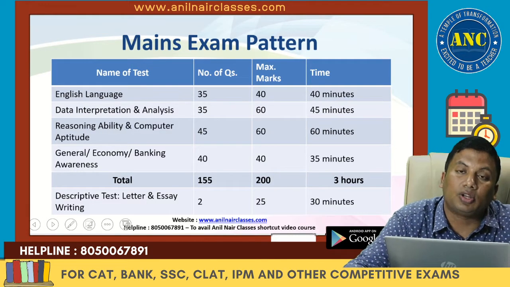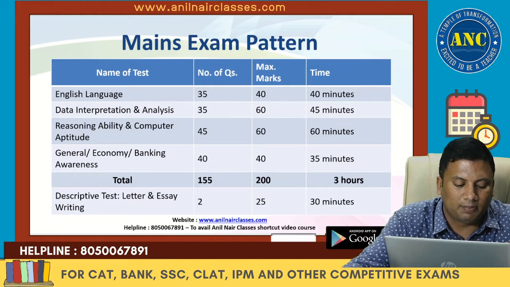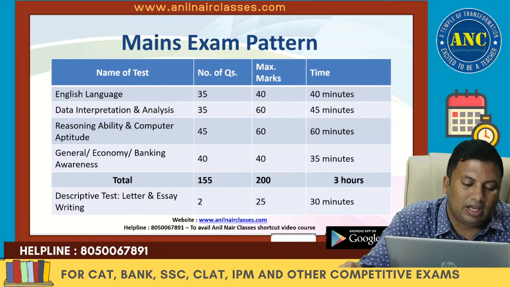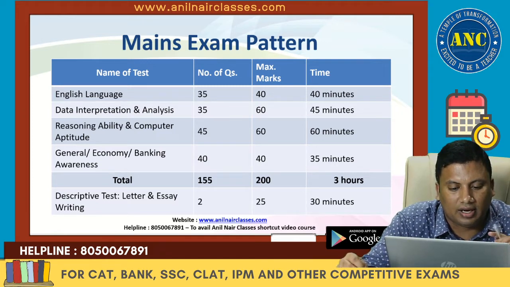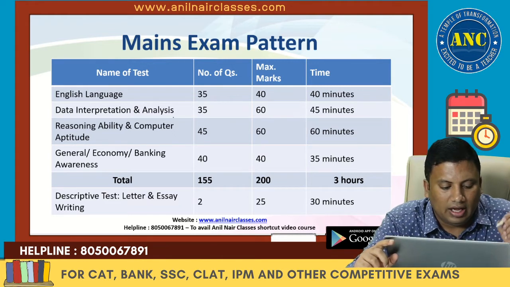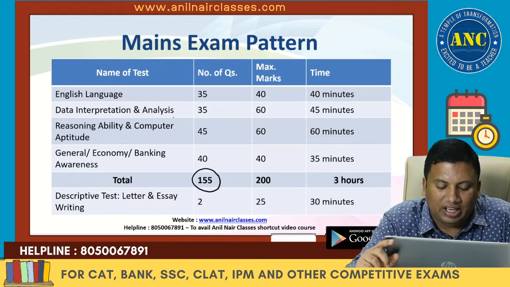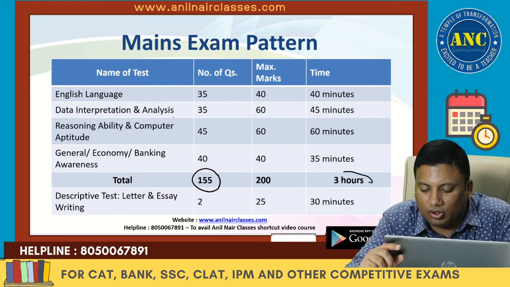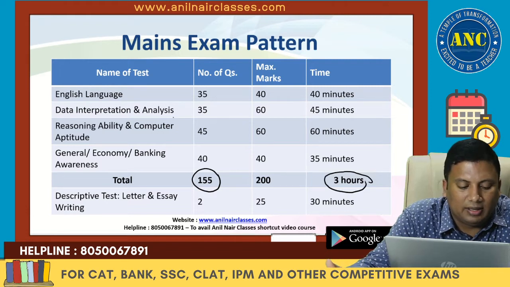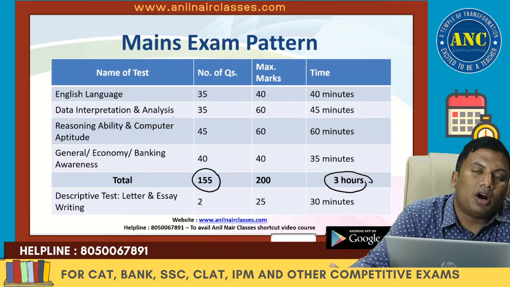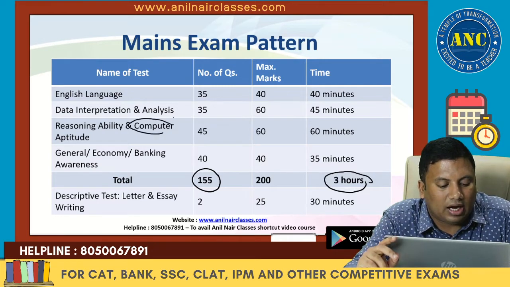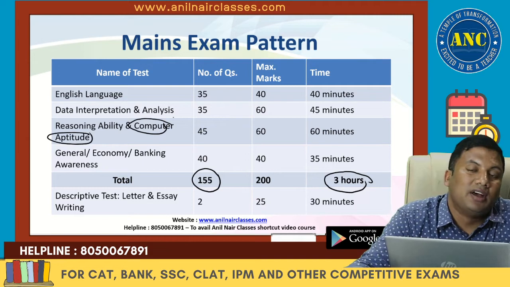Now let us get into the mains examination pattern. As I told you, once you qualify for the preliminary examination, then you can write the mains examination. In the mains examination, again a total of 155 questions will be asked, and a total of 3 hours of time will be given. 155 questions, 180 minutes time. Now here we have 2 more topics which are added. One is computer aptitude, added as a part of reasoning ability.